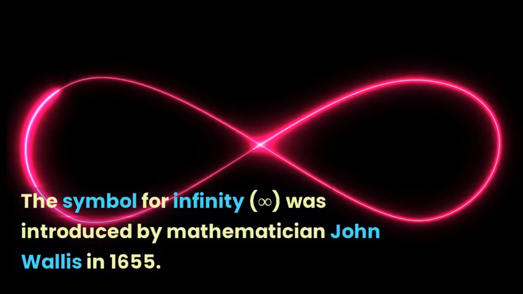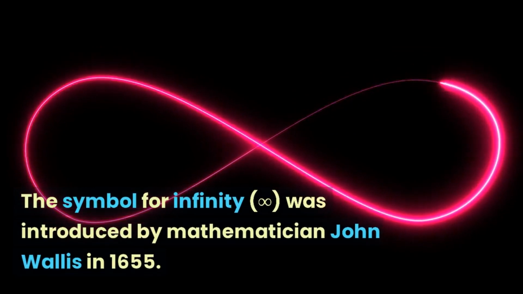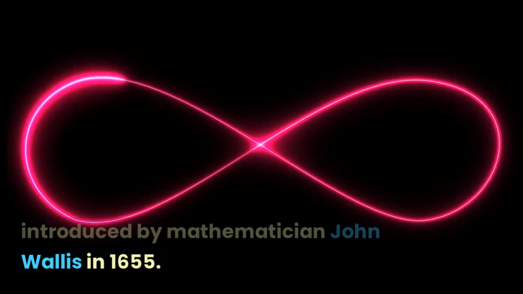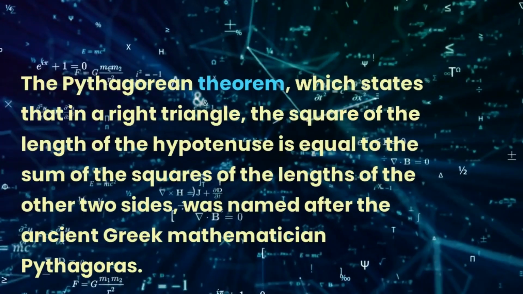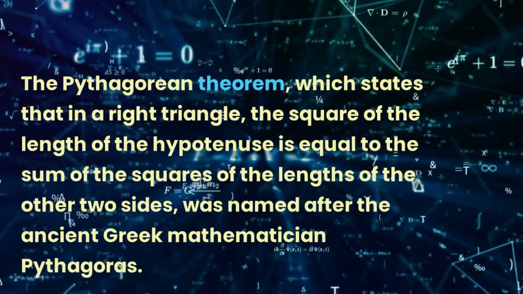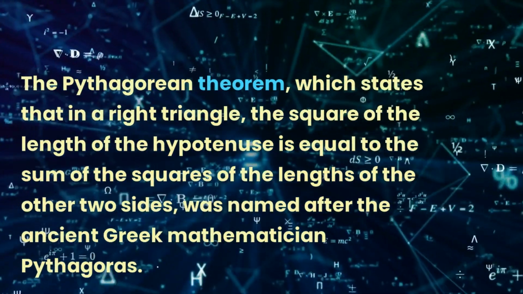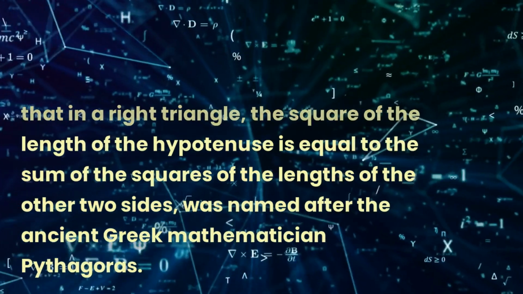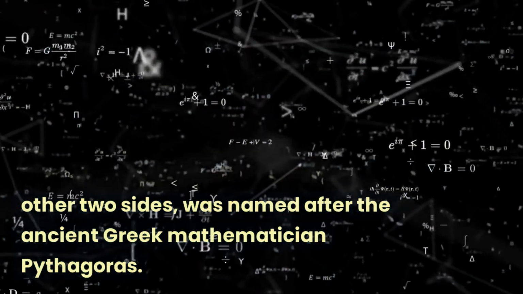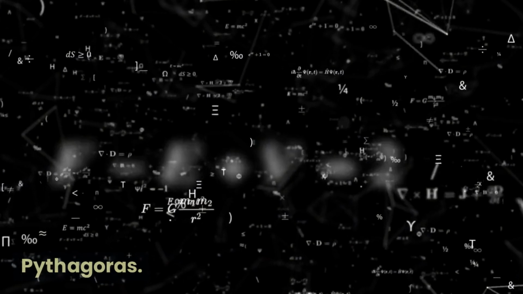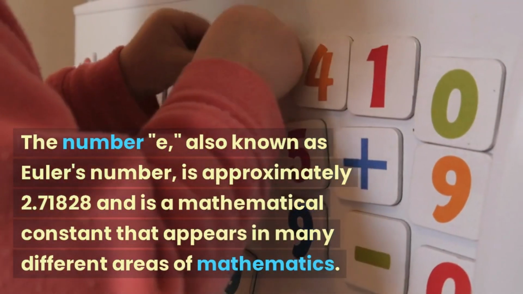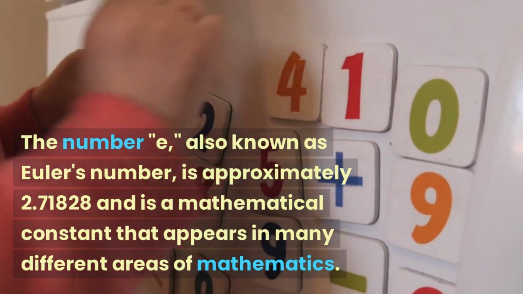The symbol for infinity, ∞, was introduced by mathematician John Wallis in 1655. The Pythagorean theorem, which states that in a right triangle, the square of the length of the hypotenuse is equal to the sum of the squares of the lengths of the other 2 sides, was named after the ancient Greek mathematician Pythagoras.